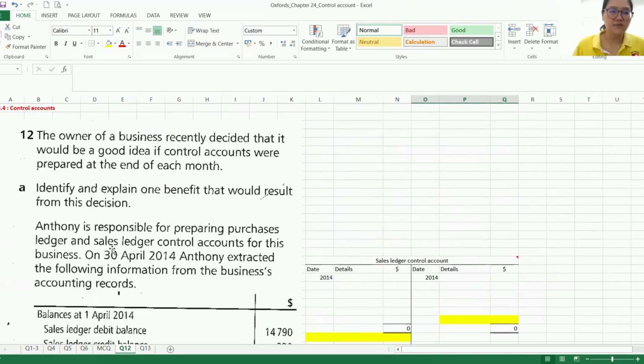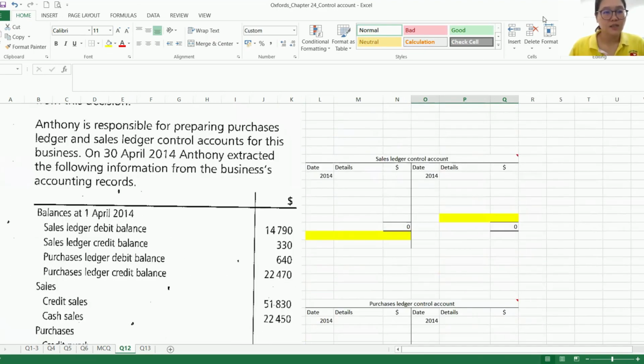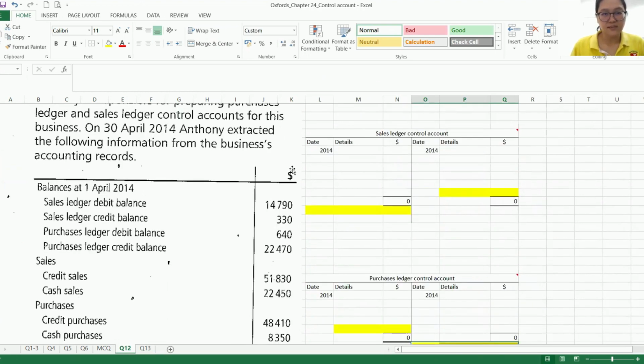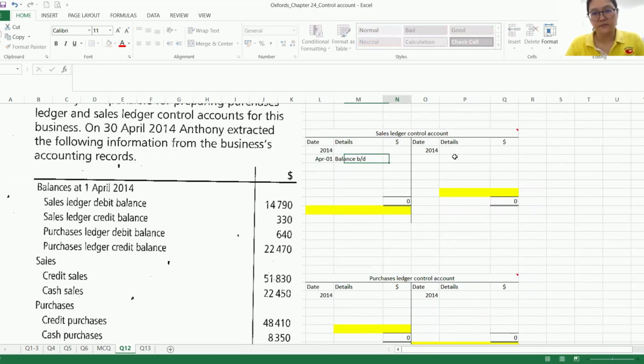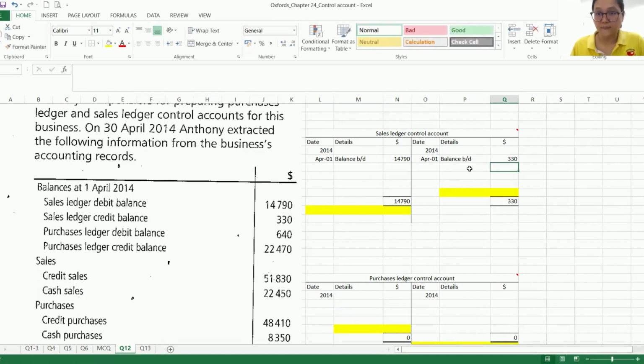Okay, we see what information is in the question. This one is April. They say that the sales ledger debit on the April 1st balance brought down. Sales ledger debit balance means that the sales ledger control account is here. At the same time, credit also had the amount. So we have to put in here April 1st balance brought down. So this is another amount that we have to take in.